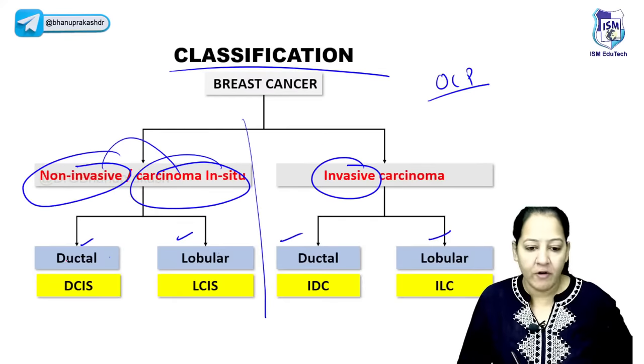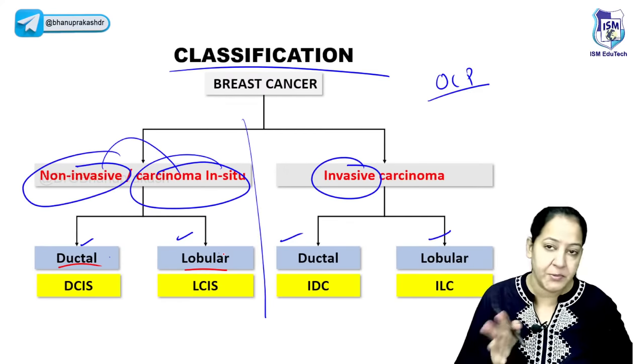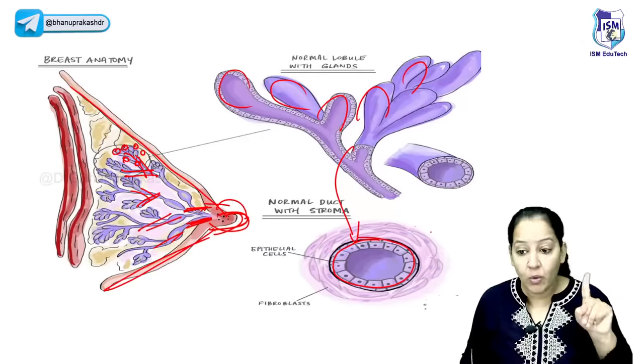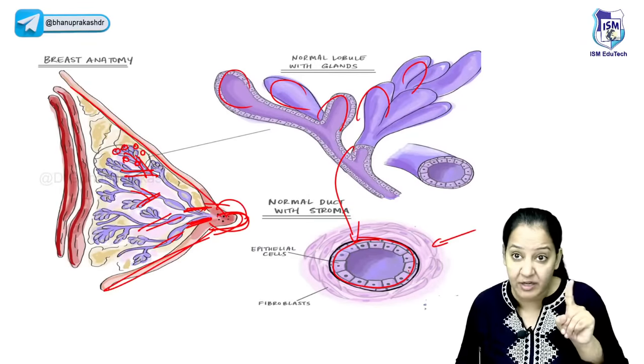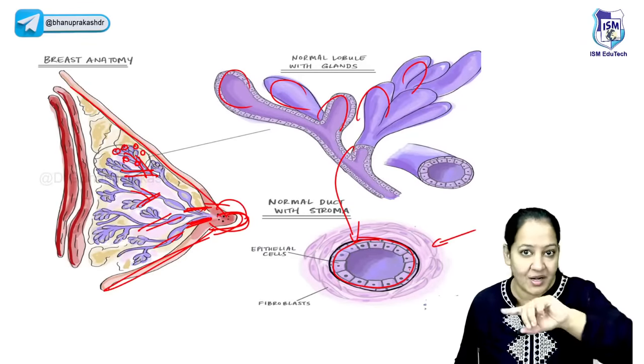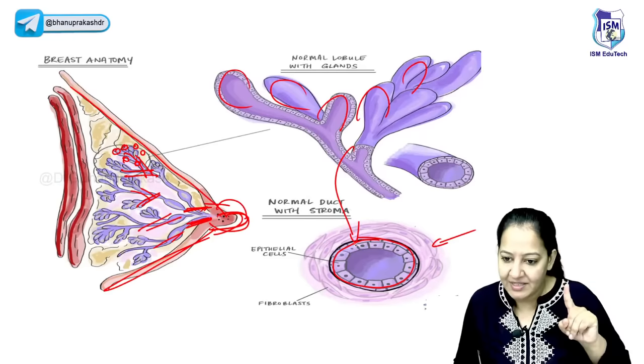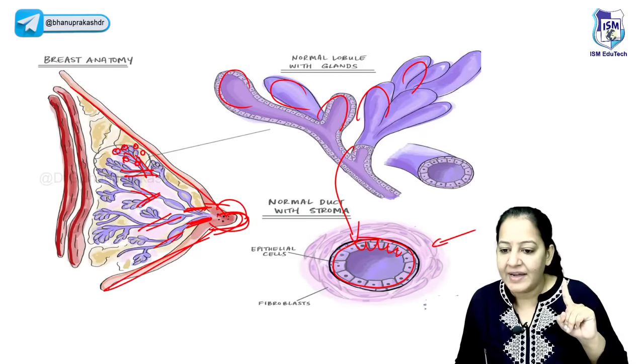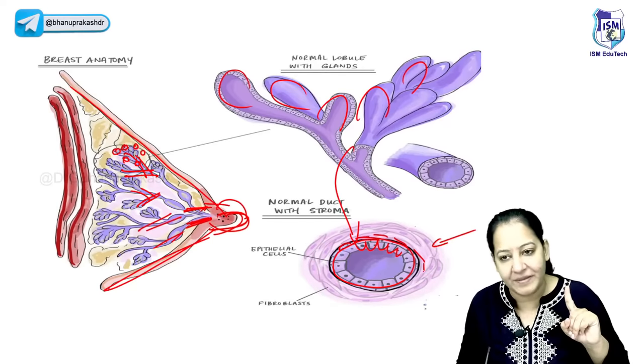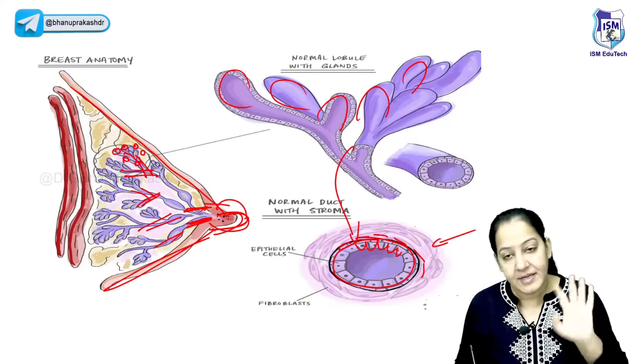What is a lobule? You have to understand the difference between the ductule and the lobule. A ductule is one ductule, an elongated structure lined by double epithelium. You can see the inner one is the epithelial lining and the outer, flattened one is the myoepithelial lining. It is double layered. It is a ductule.